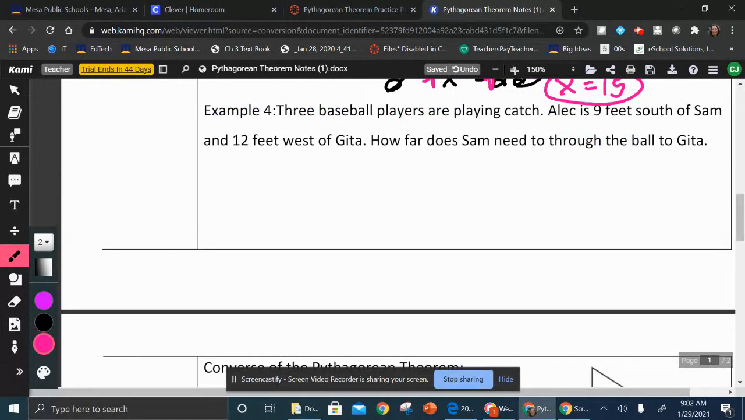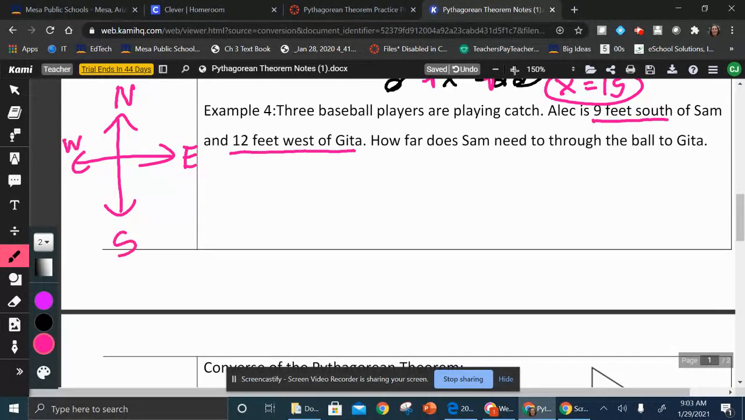It says 3 baseball players are playing catch. Alex is 9 feet south of Sam and 12 feet west of Gita. How far does Sam need to throw the ball to Gita? Okay, so remember our directions, everybody. We have north. I think of it as the sun rises in the east, sets in the west, or like never eat sour watermelons. So we're going to do a diagram.